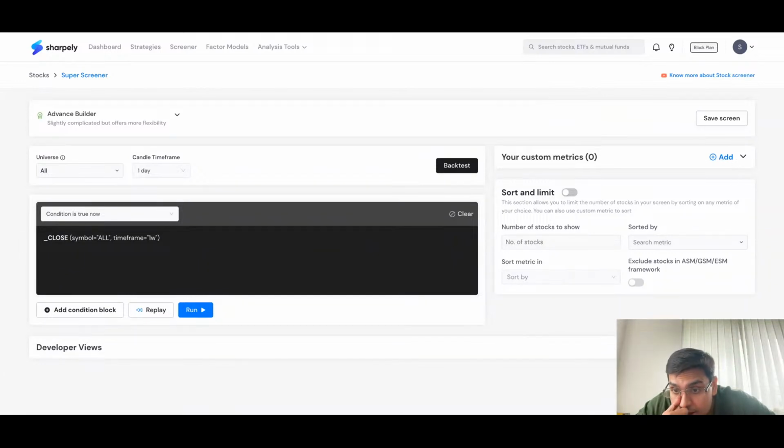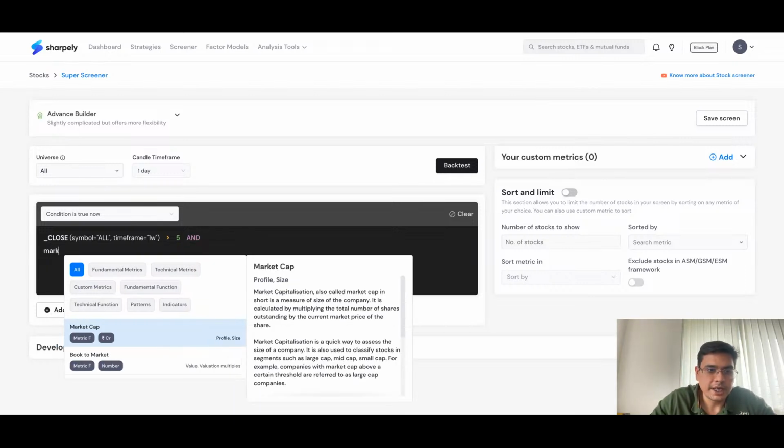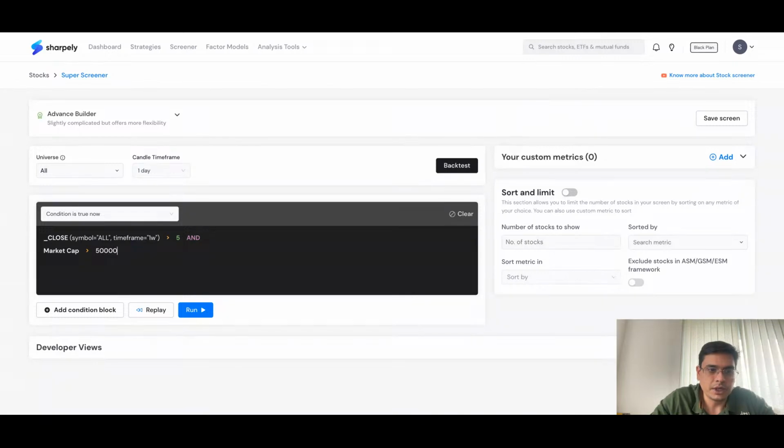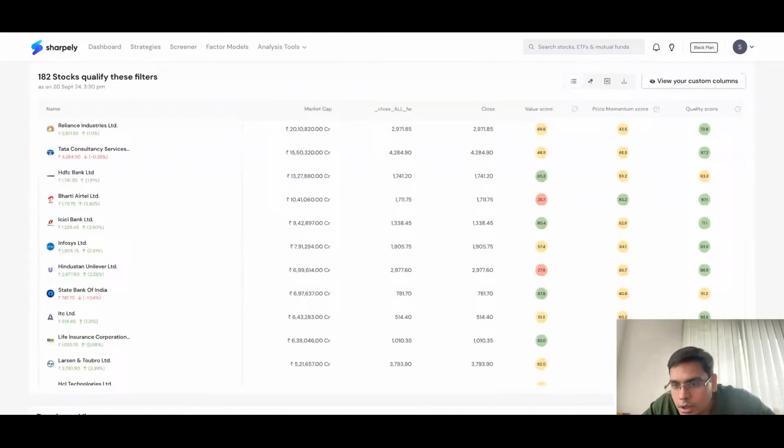1 week share price is greater than five. I'm not able to understand what 1 week share price means. If you're asking about weekly close, this is what you are being asked. And market cap, obviously, you are given a 50,000 crore filter, right? Okay, return over 1 week. Yeah, that's pretty simple, right?